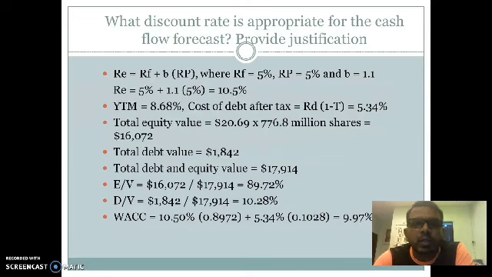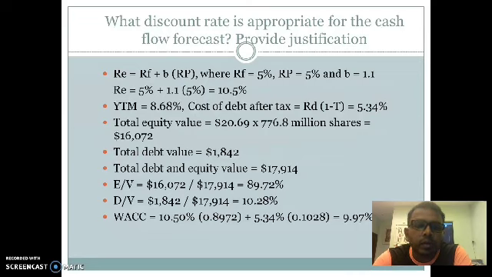Next is what discount rate is appropriate for the cash flow forecast, and we need to provide some justification on that. Based on our analysis of the case study, the discount rate is basically calculated using the weighted average cost of capital formula, or WACC. To use that formula, we need to identify the cost of equity, the weightage for equity, the cost of debt, as well as the weightage for the debt.